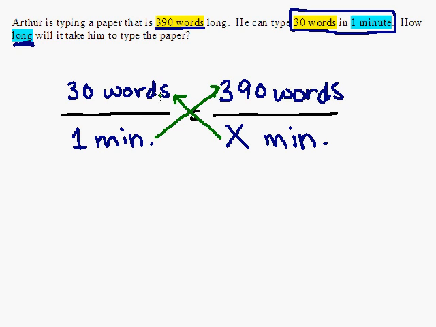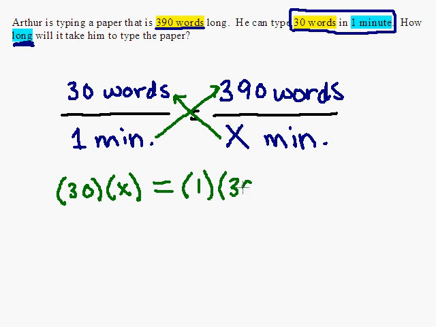So I have x times 30, which remember I always like to write the number first, so I'm going to write this as 30 times x. Drop down my equals, and I have 1 times 390. Again, I could write this as 390 times 1. It's the same thing. Now we can simplify this down. 30 times x, remember we just write as 30x. Writing them together like that means multiplication. 1 times 390 then gives me 390.